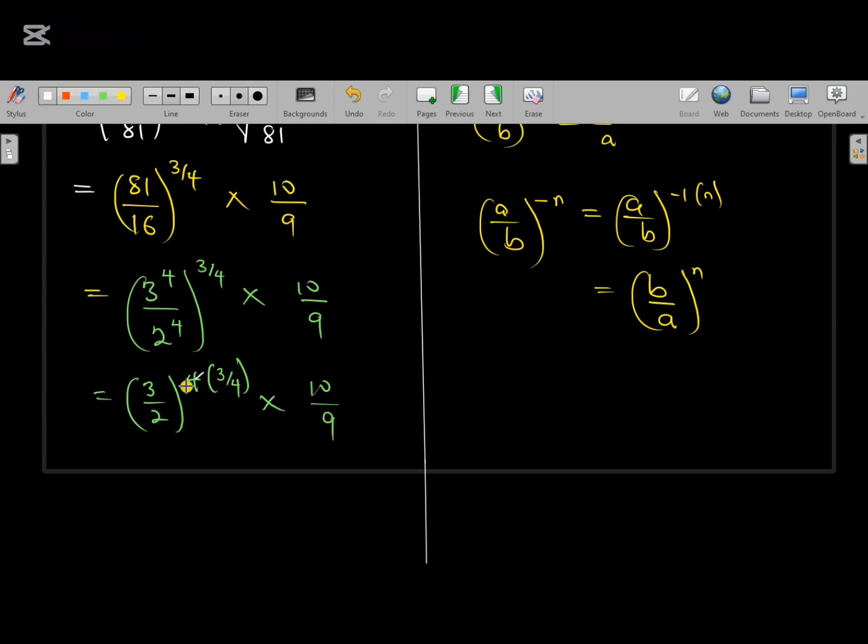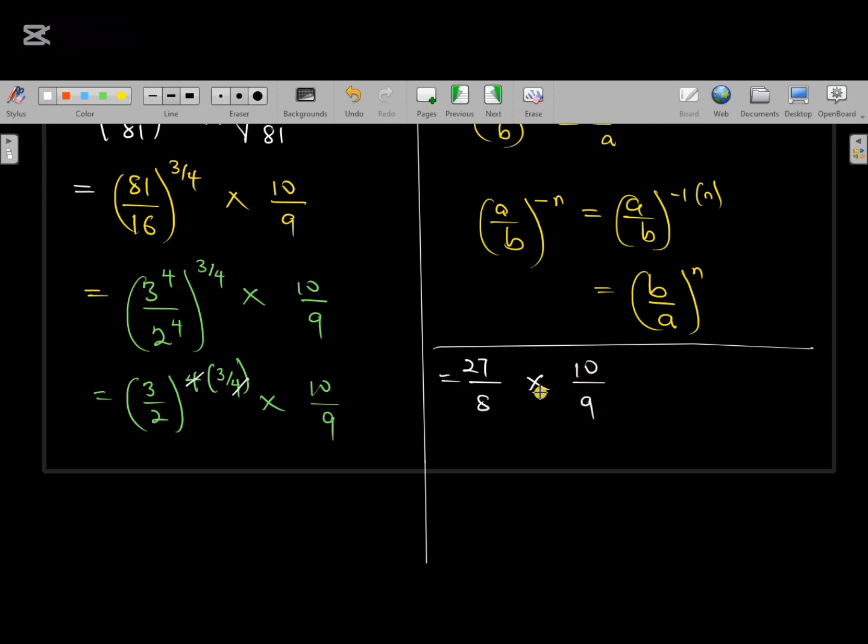So 4 here will take away this 4. So you just have 3 over 2 raised to the power of 3. Okay, so you can return back our power. So 3 raised to the power of 3 will be 27, all over 2 raised to the power of 3, which will be 8. And this is multiplied by 10 over 9.